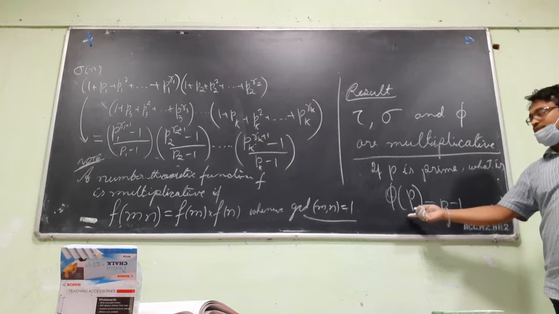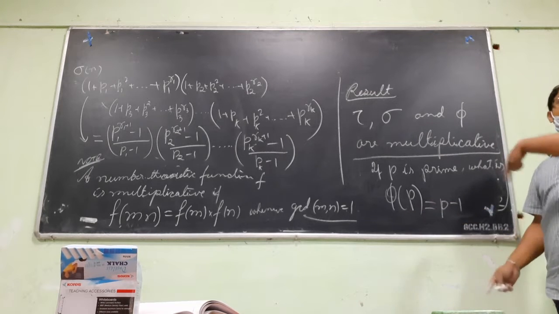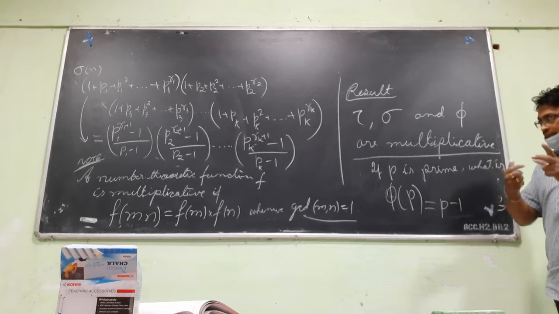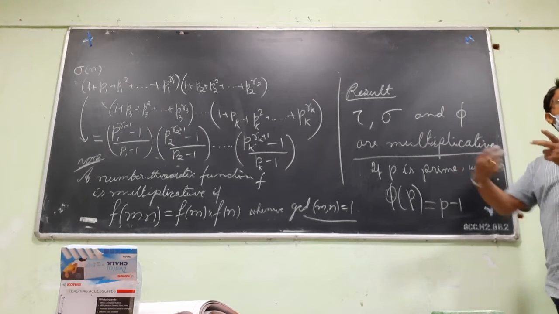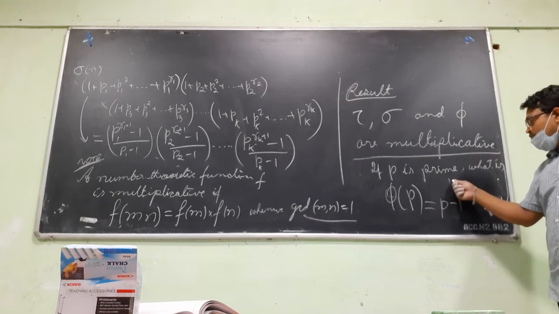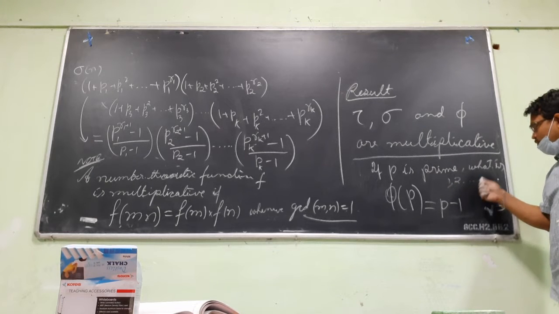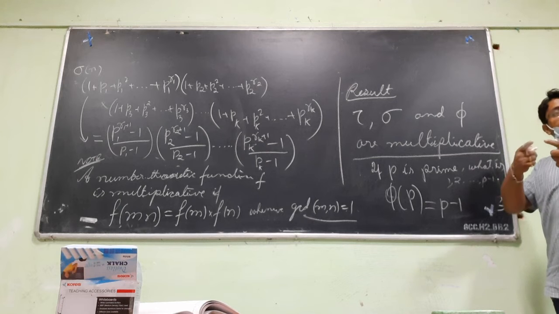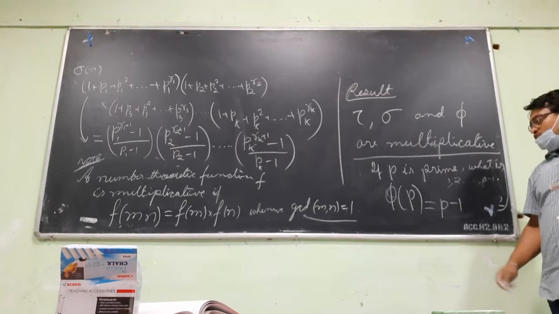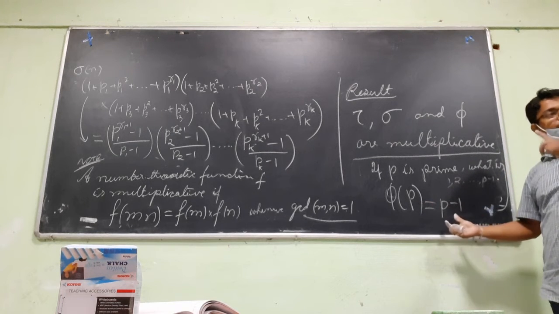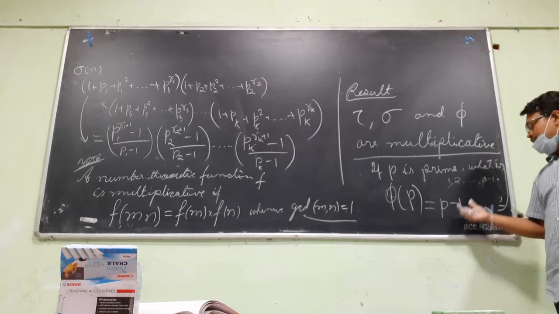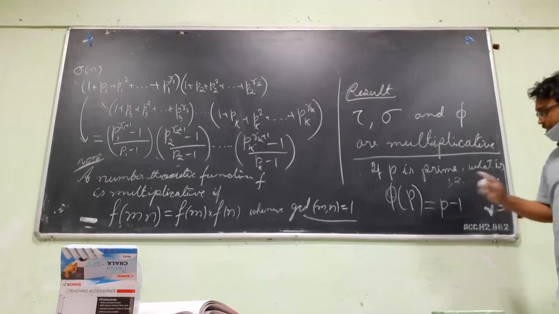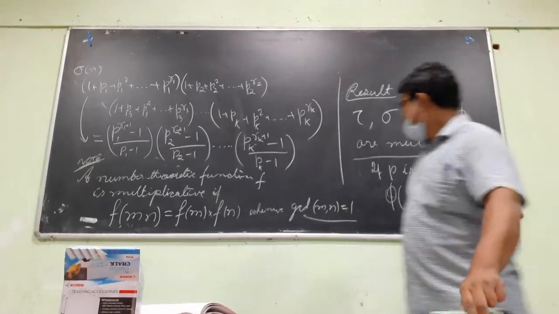P is a prime number. It is not divisible by any other number. So GCD of P with any other number less than it is always 1. So what are those numbers? 1, 2, 3 up to P minus 1. GCD of P with itself is not 1, that is P. So phi of P is not P, it is P minus 1. Up to P minus 1, every number here is relatively prime. So phi of P is exactly P minus 1.